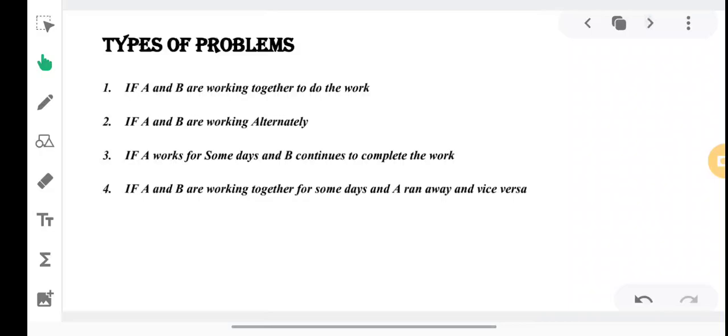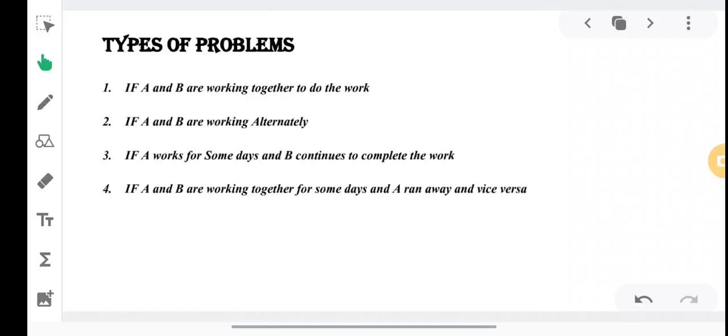And the fourth type of problem is that if A and B are working together for some days and then A runs away, and vice versa, how much time will they need to complete the work in this case also? In all the cases, we need to calculate the time required to complete the work. These four types of questions are the most common questions which will be asked in any competitive exams. So focus on these questions.